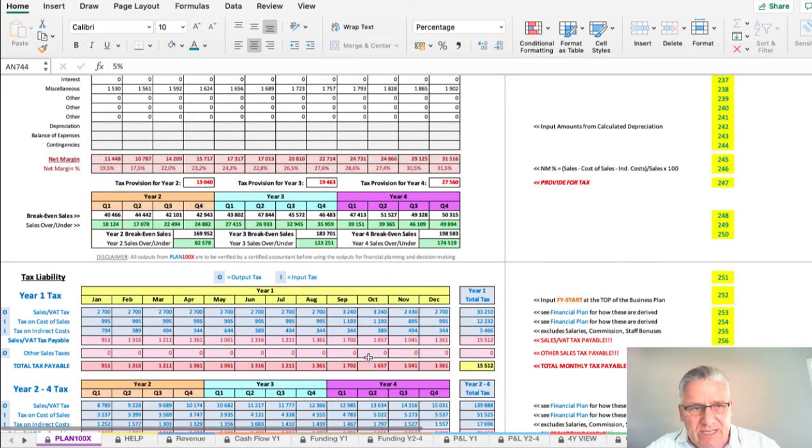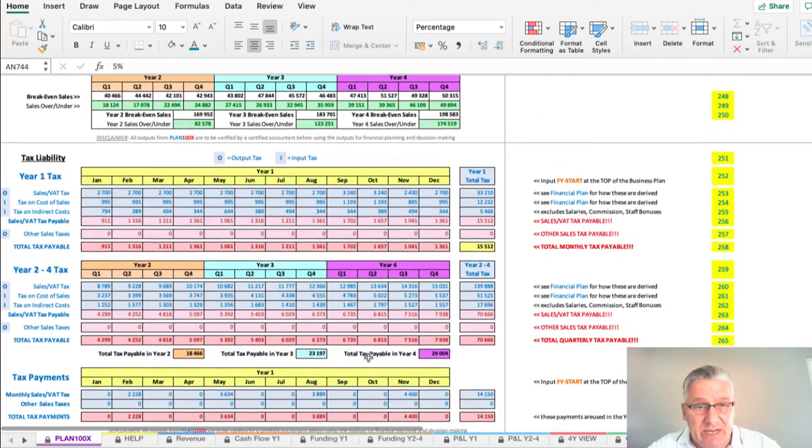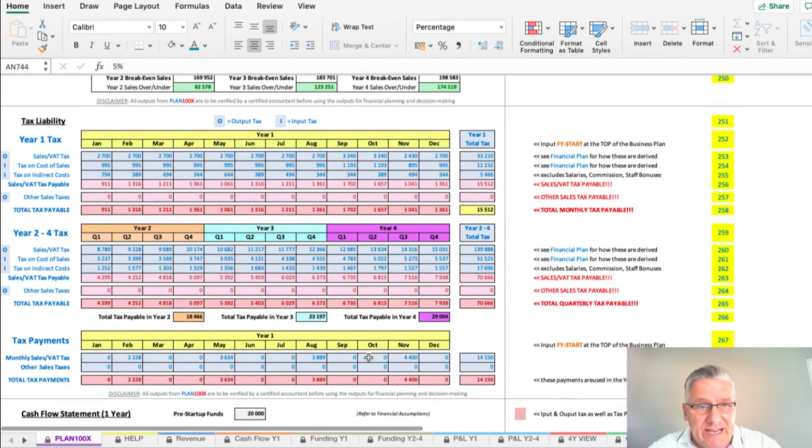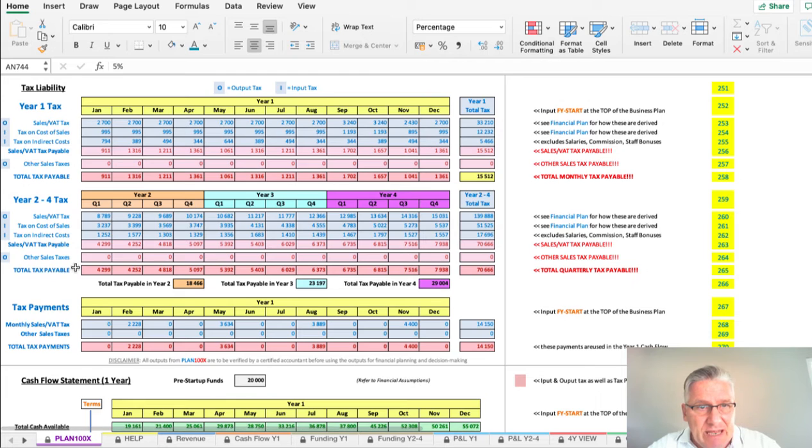Moving down to the tax liability table. Now, there's not much to do here either. There's nothing to input. All this data in the tax liability table is derived from what you have input thus far. So there's 2 kinds of taxes in terms of sales tax. There's output, which is the O, and input, which is the I.